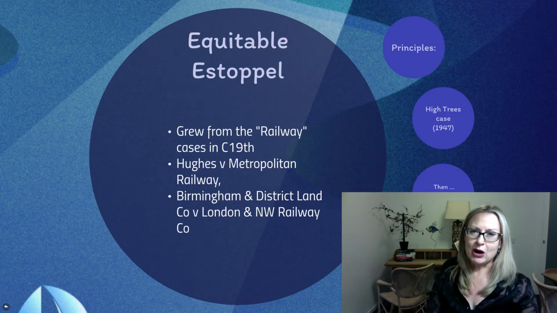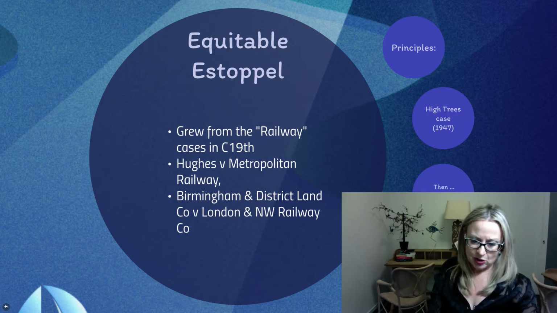I'm talking about the railway cases here, Hughes and Metropolitan Railway and Birmingham and the North Western Railway Company. In both of those cases, what you had in terms of the fact scenario was a contract that was already on foot, and then the parties had negotiated in relation to some aspect of the contract.